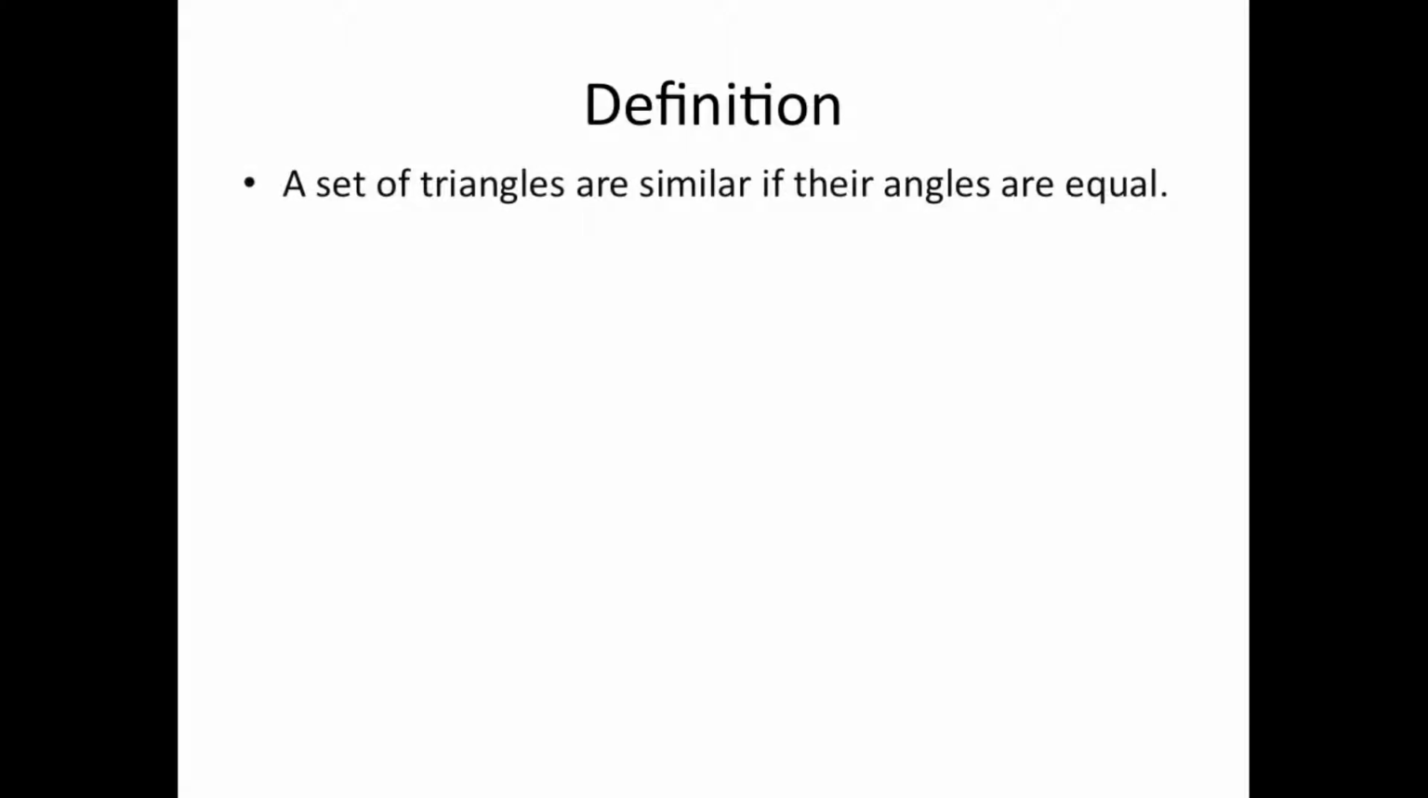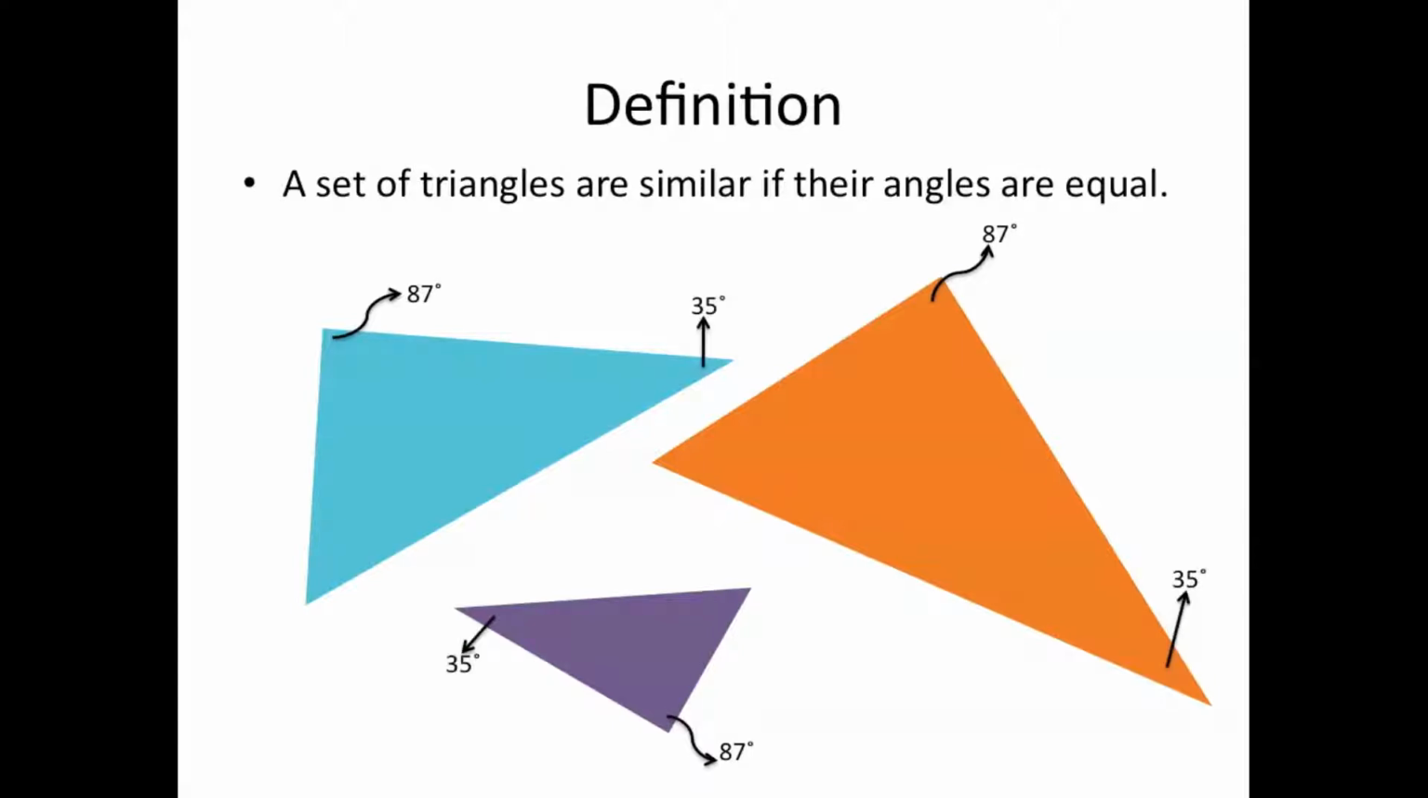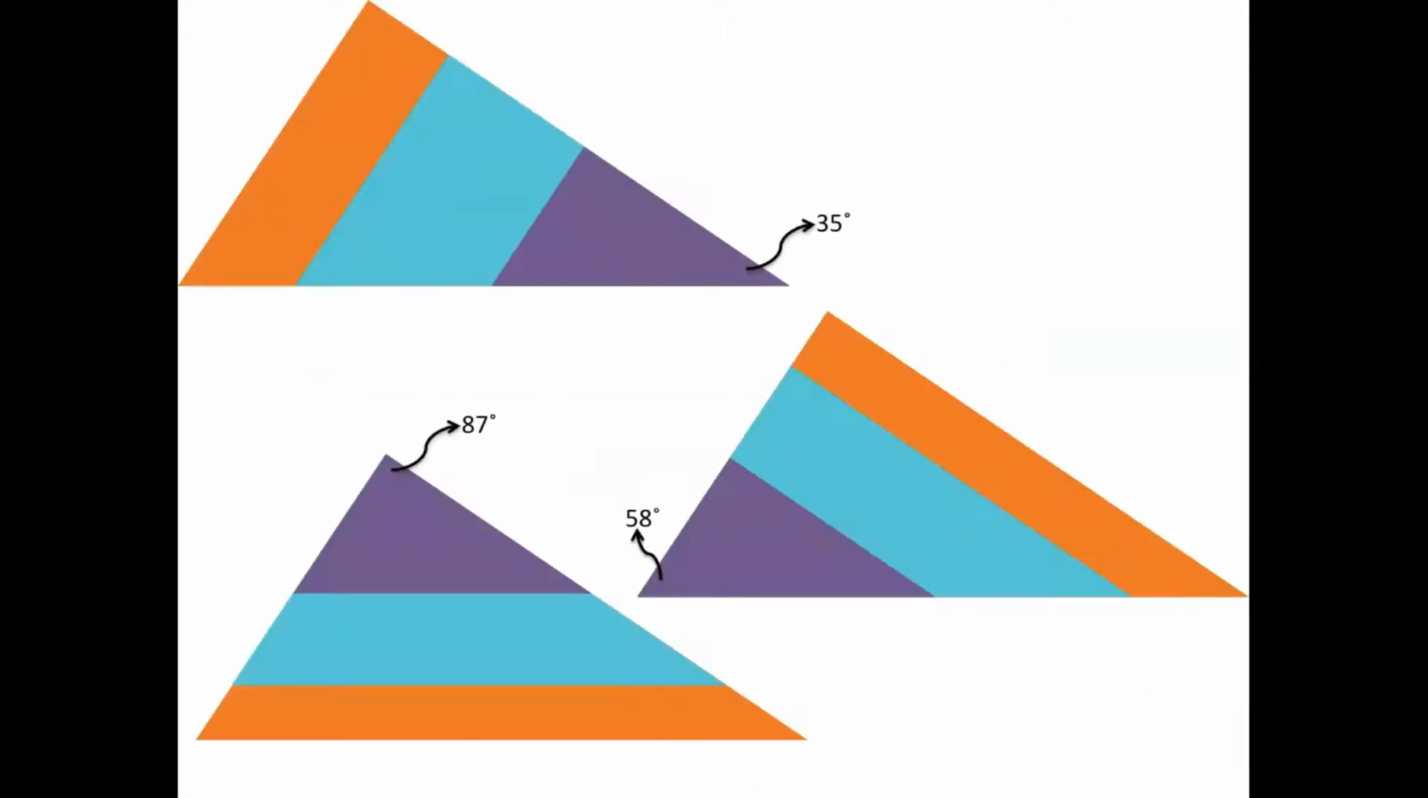A set of triangles are similar if their angles are all equal. So if you consider these three triangles, one looks smaller than the other, and the orange triangle is bigger than the other two triangles. But all of them have equal angles, and so that's why these three triangles are similar. You can see that their angles are equal when you place them on top of each other.